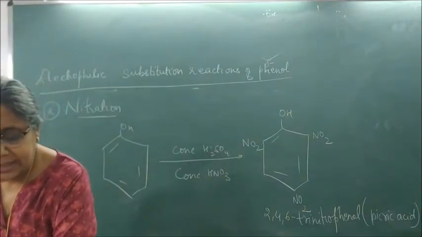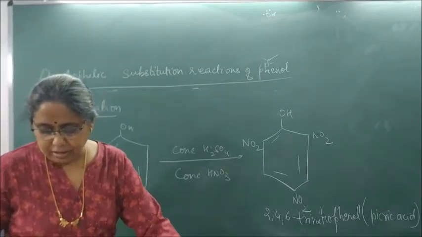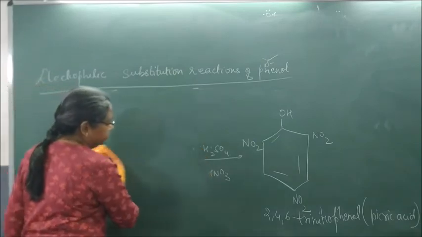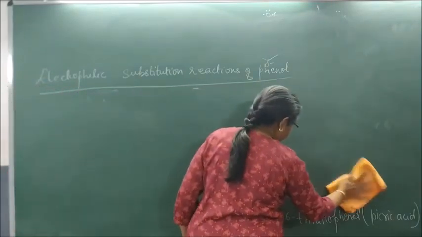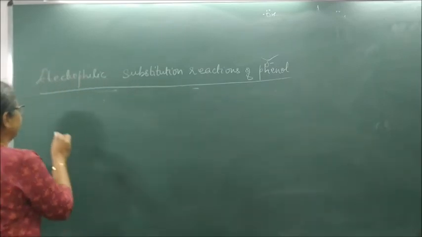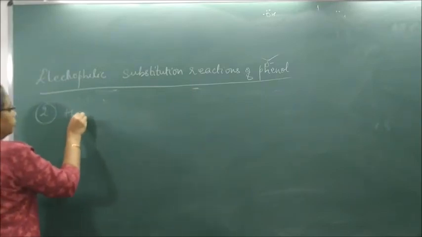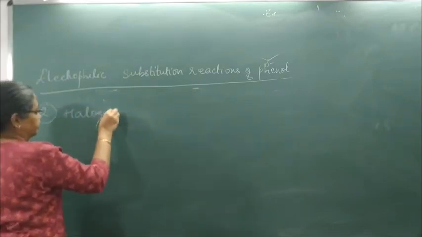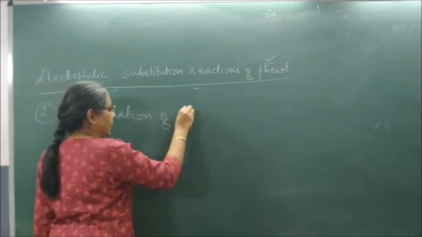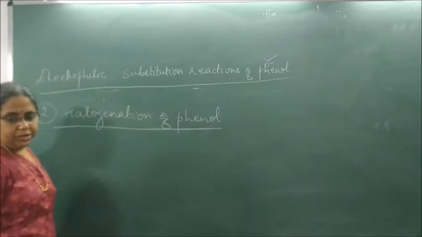Now write next, halogenation. Next heading, halogenation. This is all about nitration. Now please write the second electrophilic reaction, which is called as what? Halogenation of phenol.